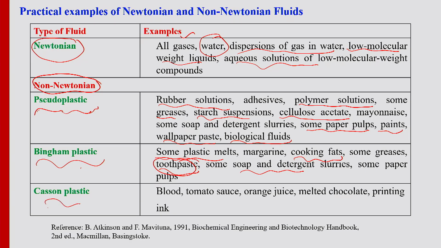Then the Casson plastic, what we discussed: blood, tomato sauce, orange juice, chocolates, even printers' ink we use for printers, all come as Casson plastics. So we took a reference book for this. We discussed the different types of Newtonian and non-Newtonian fluids with these examples. So it is very easy for you to understand the working with respect to the different types of fluids here.